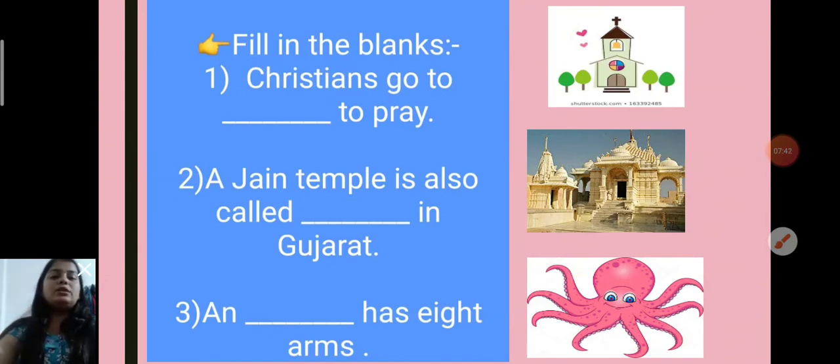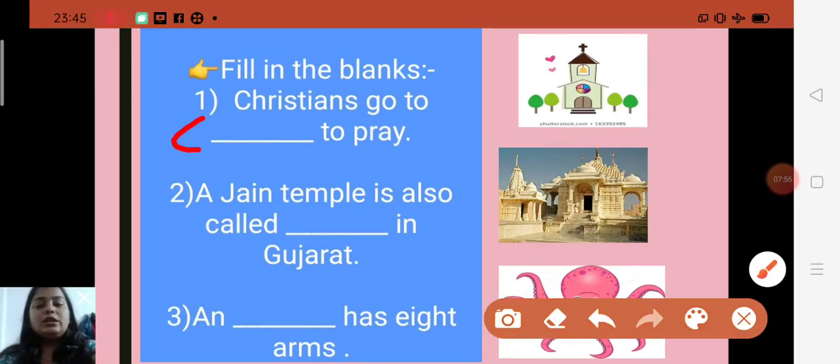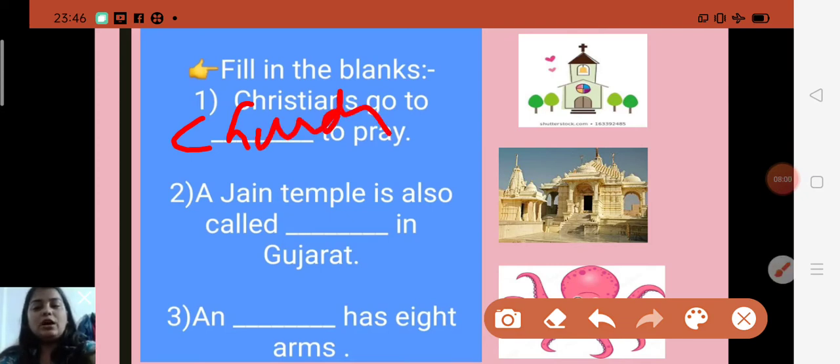The first one is: Christians go to dash to pray. Where do they go? Yes, they go to church. Christians go to church. The spelling of church is C-H-U-R-C-H, church. Christians go to church to pray, and their holy book is the Bible.